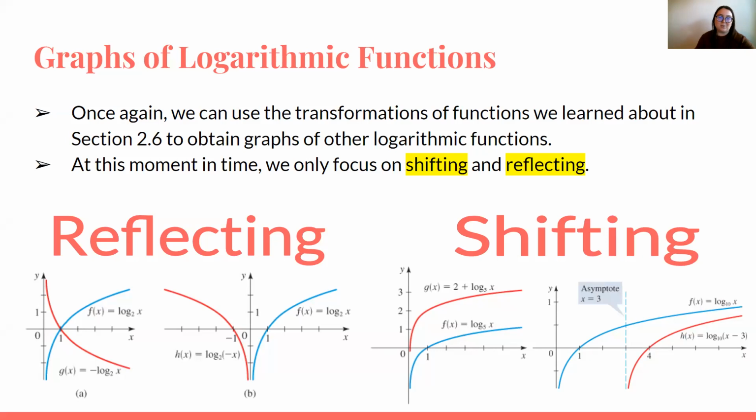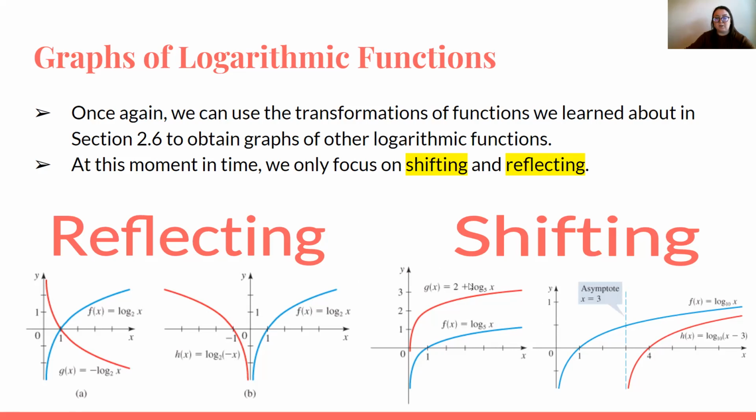We say we can use these transformations to obtain graphs of other logarithmic functions, but we're really only going to do shifting and reflecting. Shifting and reflecting are the only transformations that you want to use when it comes to graphs of logarithmic functions. With reflecting, it's either reflected about the x-axis, giving that negative on the outside, or it can be reflected across the y-axis, so plugging in that negative 2x specifically. Then we have shifting as well, so shifting up or down versus left or right.